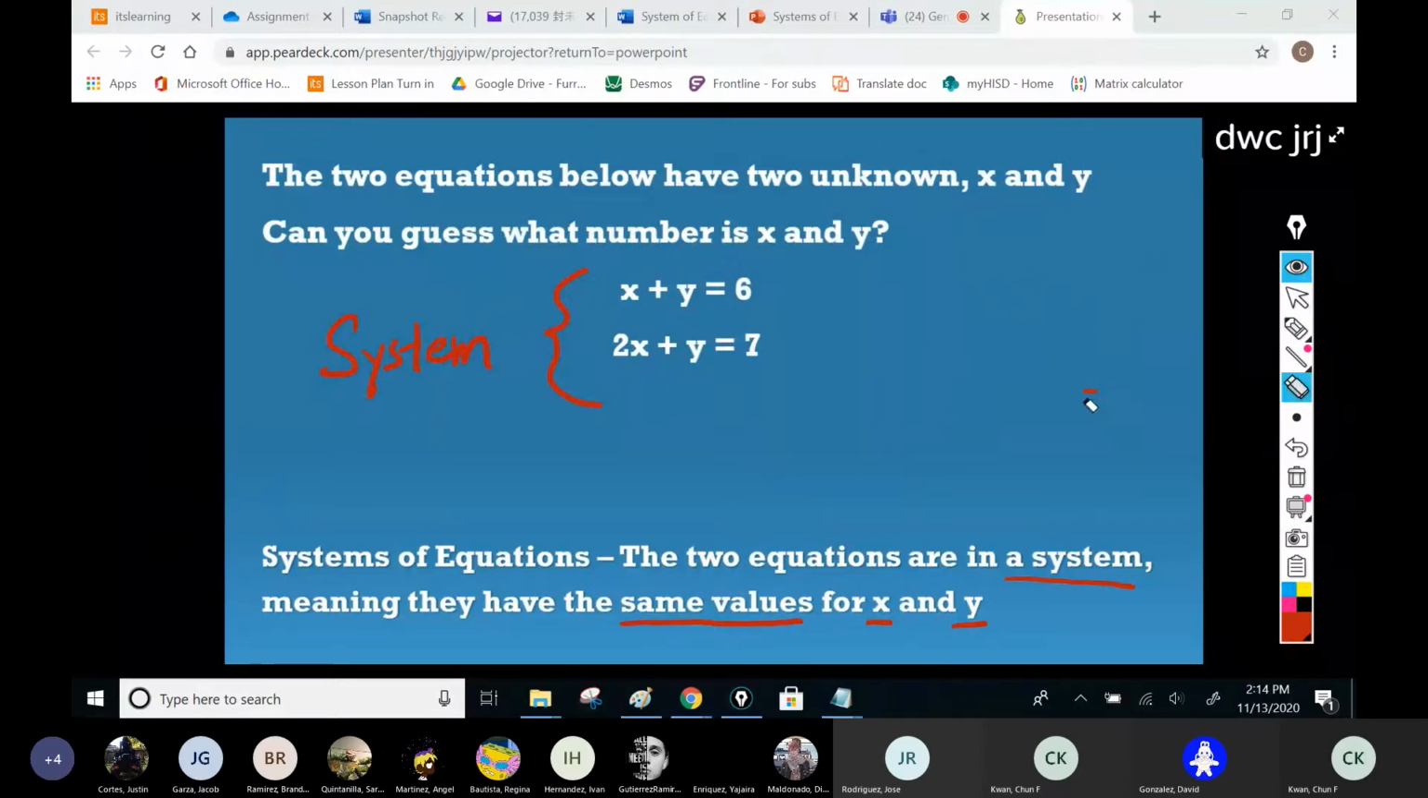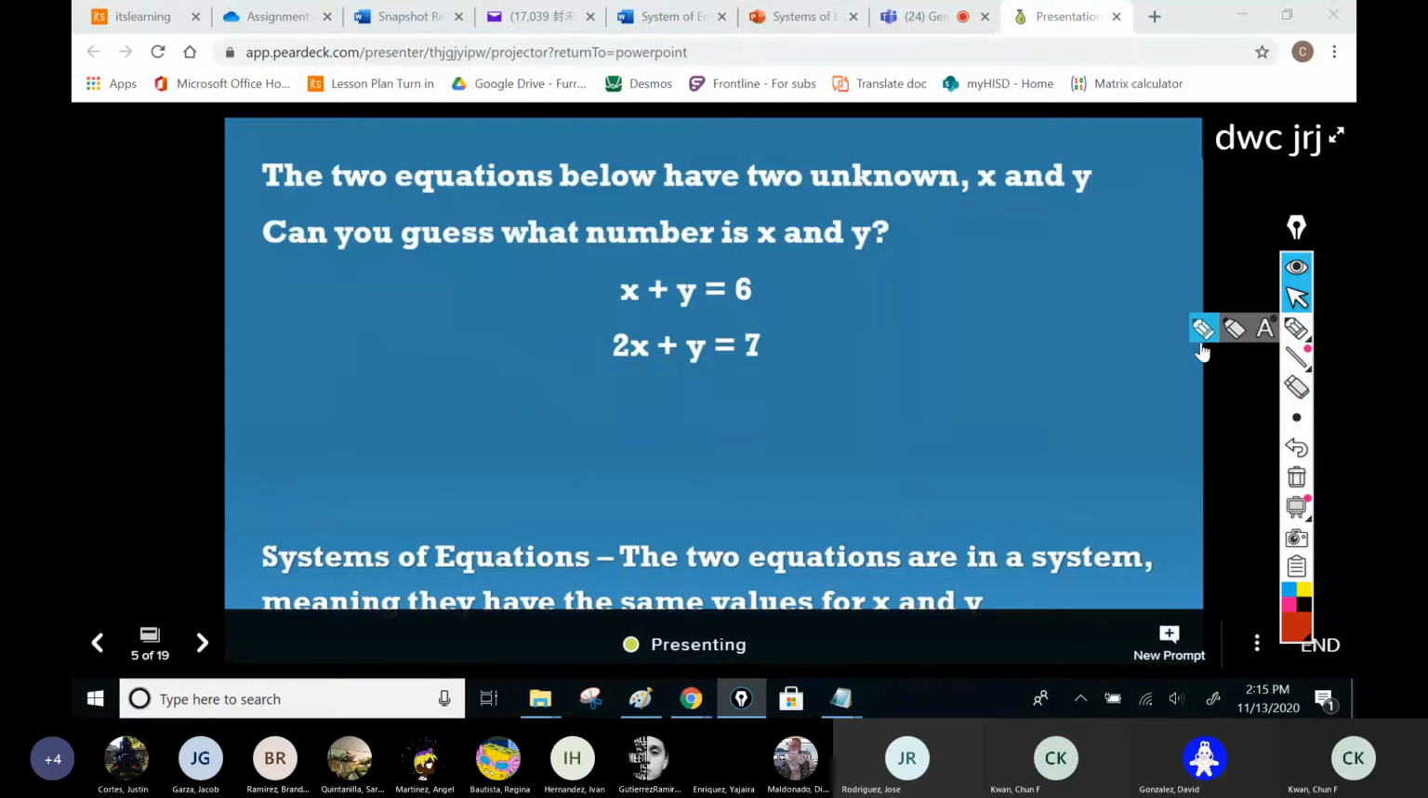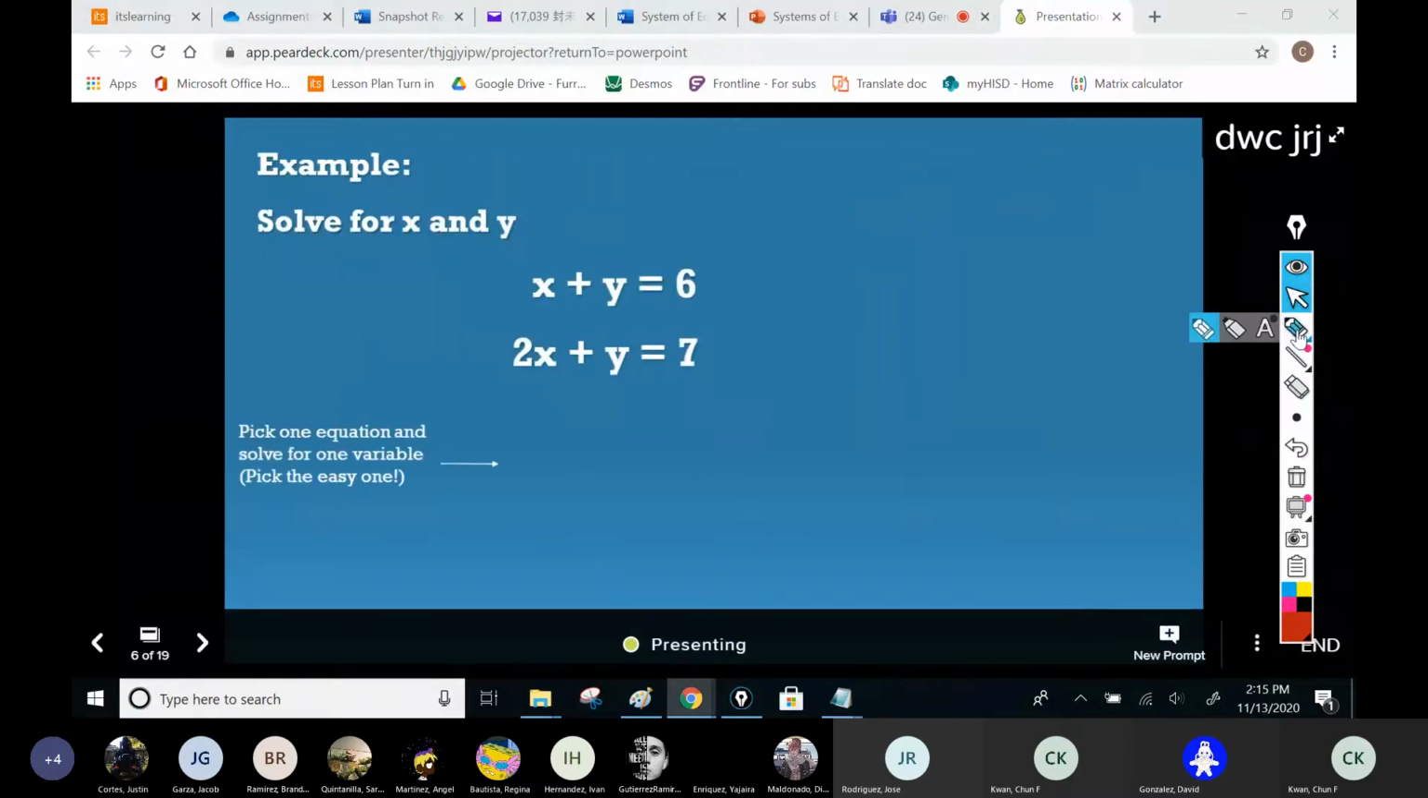So this is what we're going to do today. We'll be solving systems of equations. We need at least two equations, and we will solve for both variables. So that is what we're going to do today. All right, moving on.